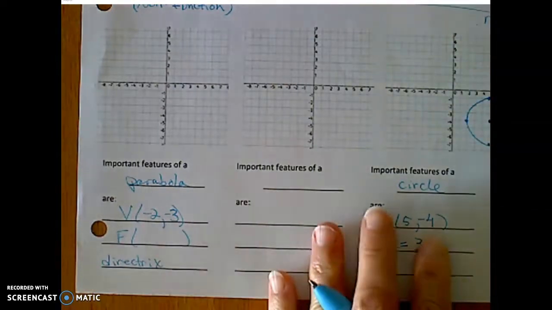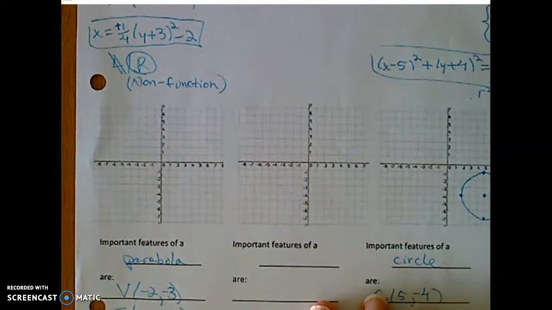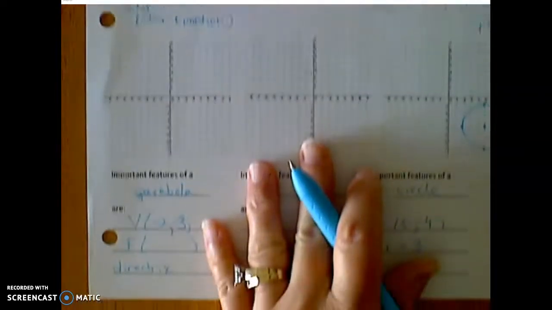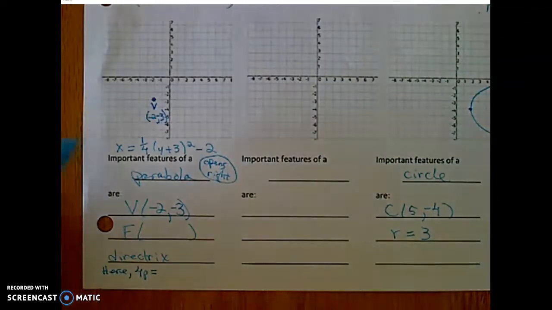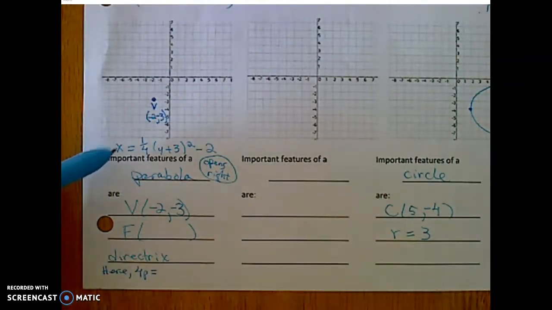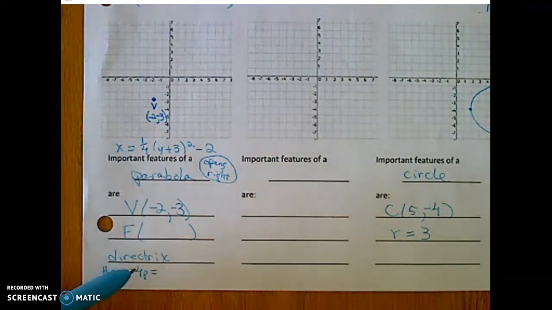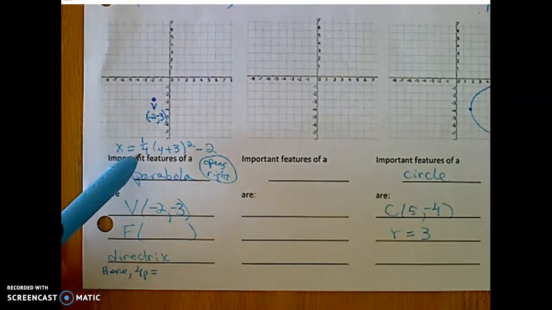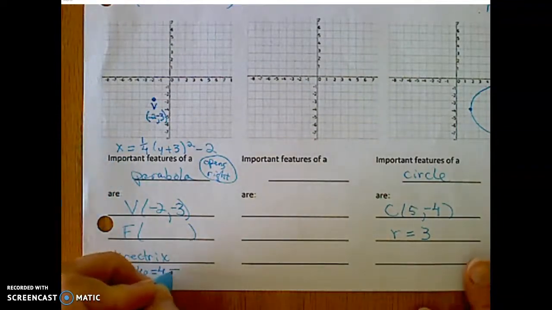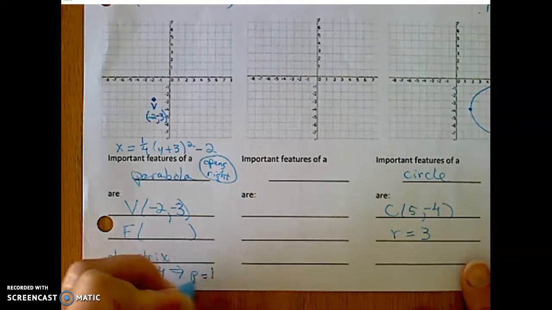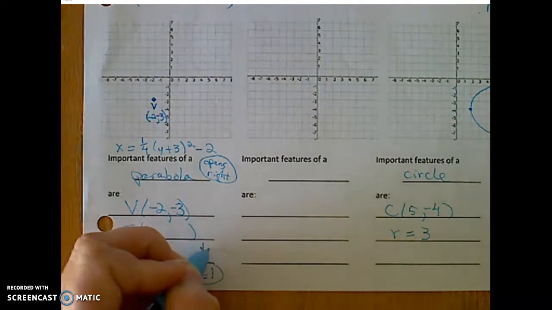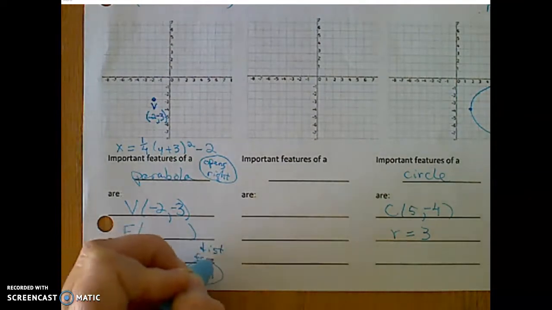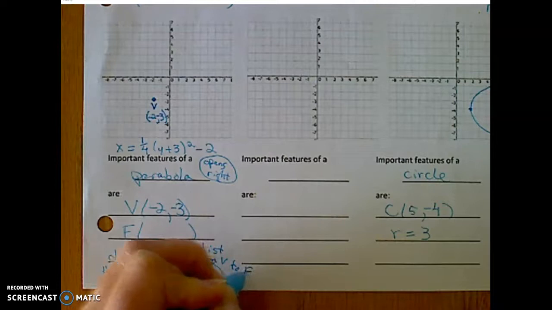Okay, so let's think about how we can find the focus and the equation of the directrix from that equation. Maybe I should jot that equation down here. Okay, so here's the equation of my parabola. Remember that denominator was 4p. So in this parabola, 4p is equal to that denominator, which is 4, and that implies that p is equal to 1. What was p in a parabola? P was the distance from the vertex to the focus.